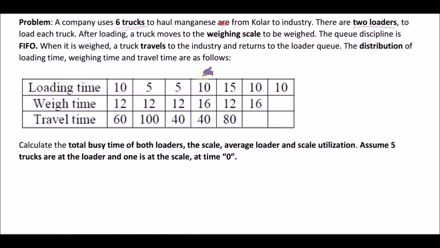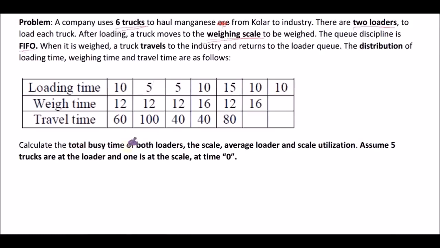So we know all of this. They say there are 6 dump trucks. So let's see what's important. There are 6 trucks. There are 2 loaders. There is 1 weighing scale, because they have not mentioned how many weighing scales there are, so there's 1 weighing scale. Then they say the queue is FIFO, so that is as per norm. Then when it is weighed, a truck travels to the industry and returns to the loader queue, so there is some travel time involved. And they've given the distribution of the loading time, weighing time, and the traveling time.